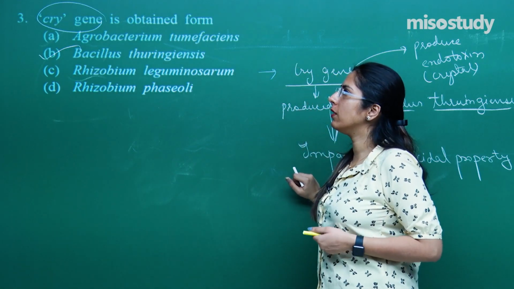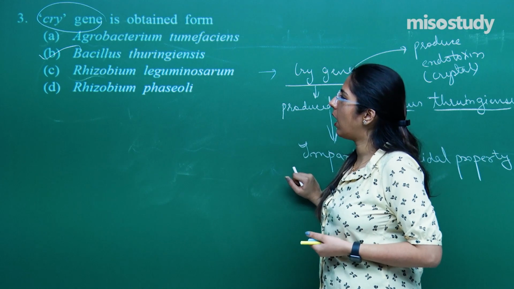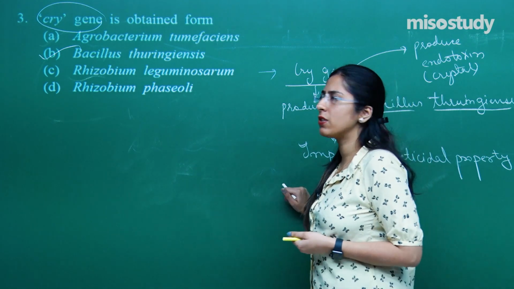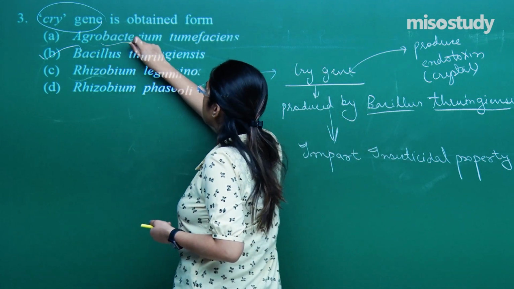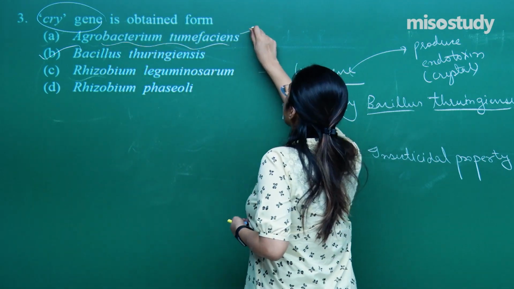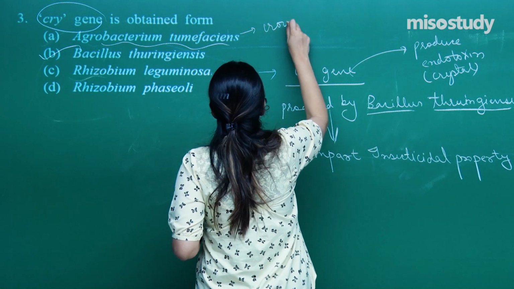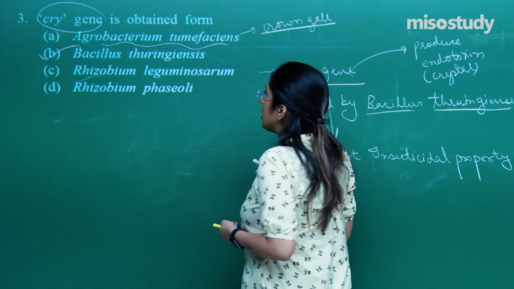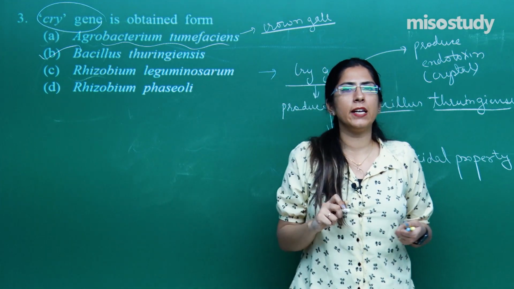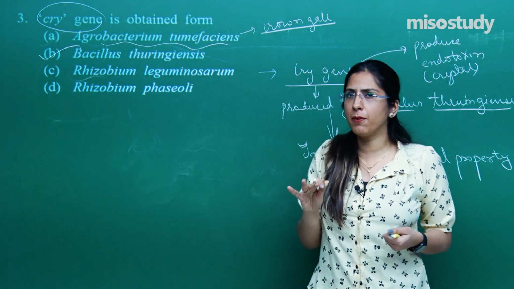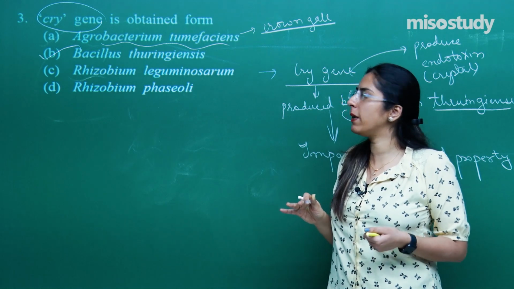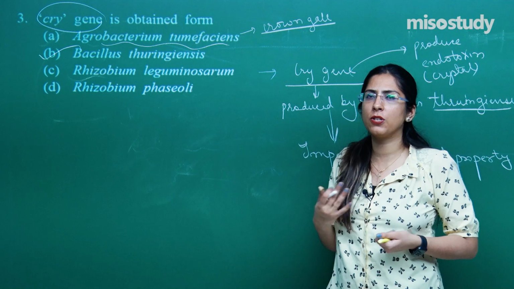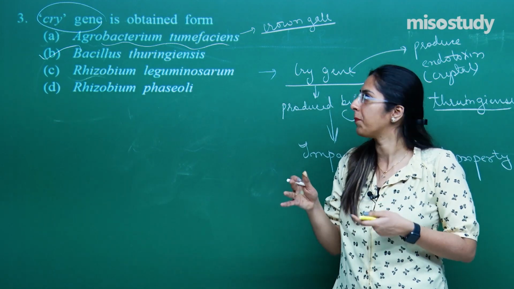Now, if you do not remember this cry gene, how can you relate to this? Agrobacterium tumefaciens helps in transformation, and basically it causes crown gall disease. It is like a tumor condition. They insert their DNA, and with the help of a non-pathogenic form of Agrobacterium tumefaciens, we can transfer our desired gene.